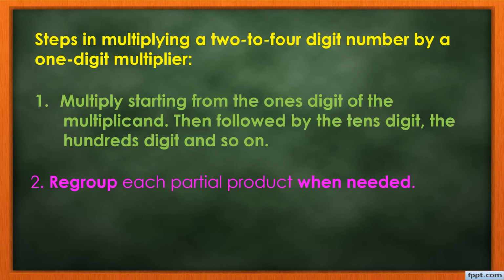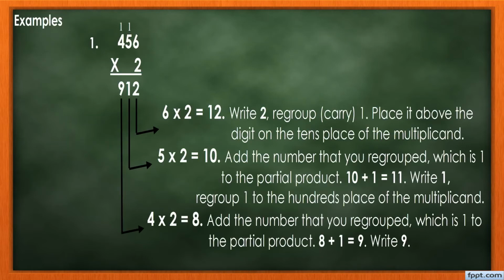Now we go to the steps in multiplying a 2 to 4 digit number by a 1 digit multiplier. First step, multiply starting from the ones digit of the multiplicand, then followed by the tens digit, the hundreds digit, and so on. Second, regroup each partial product when needed. Next, let's have some examples here.